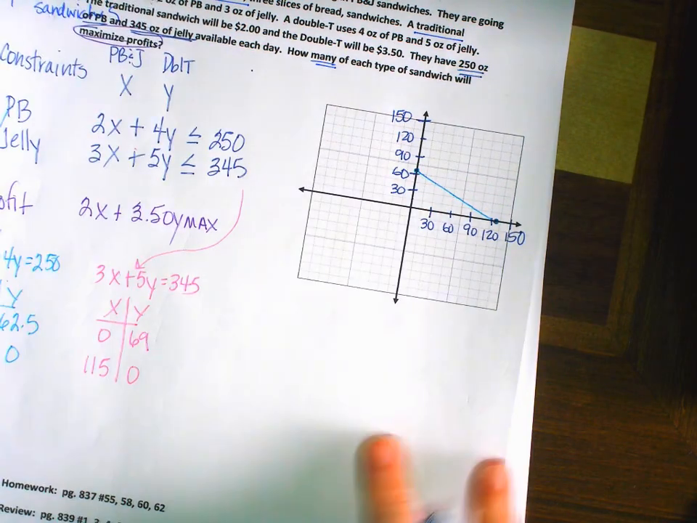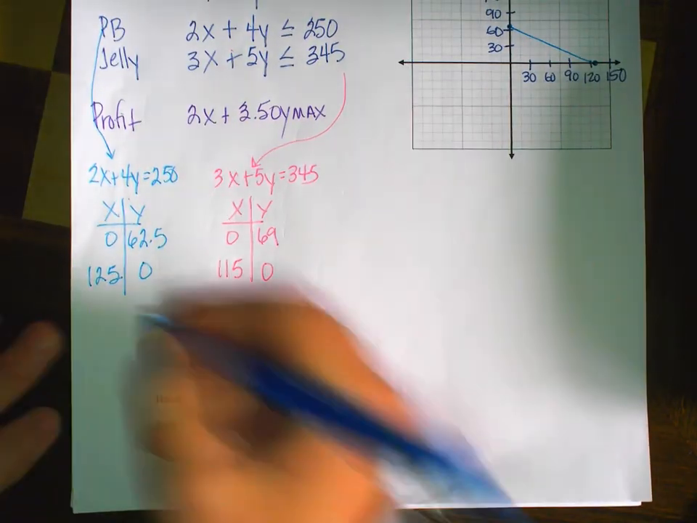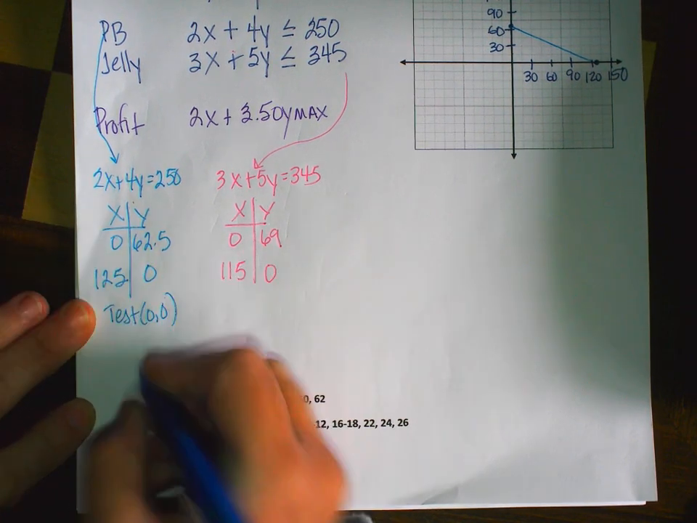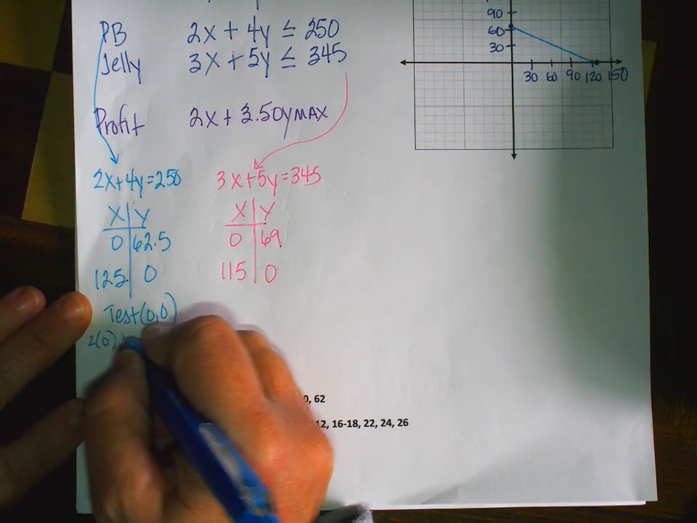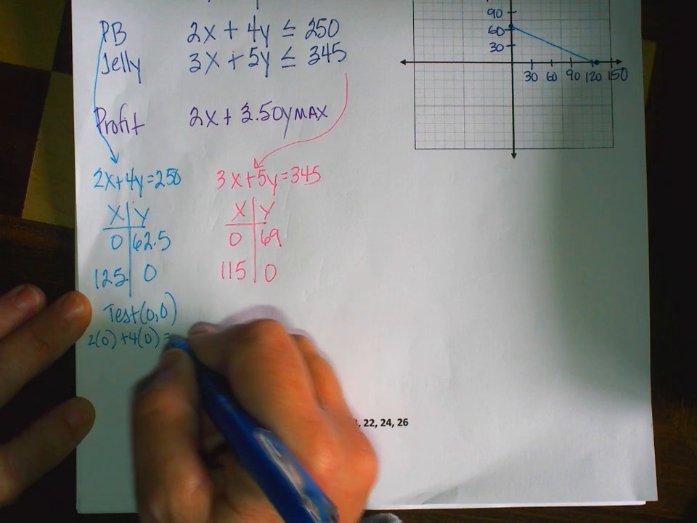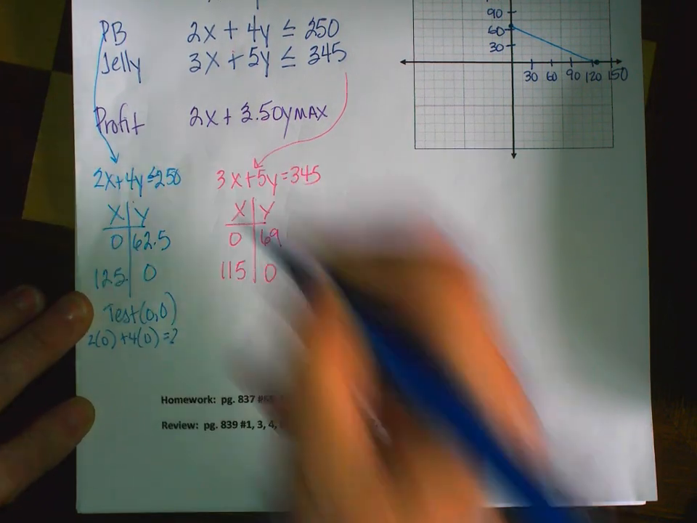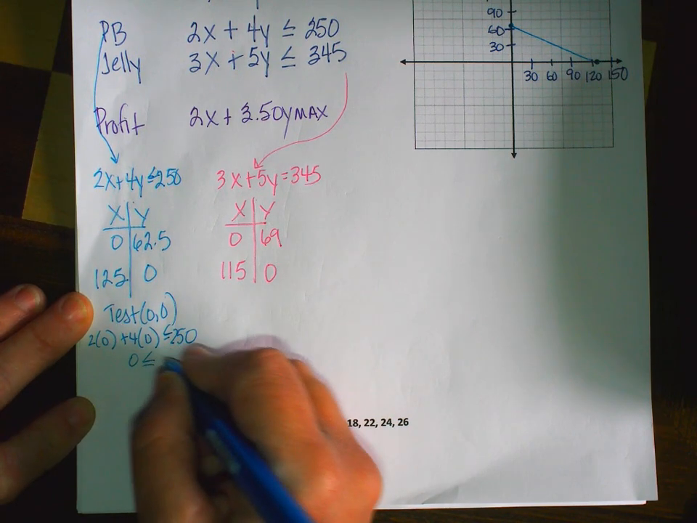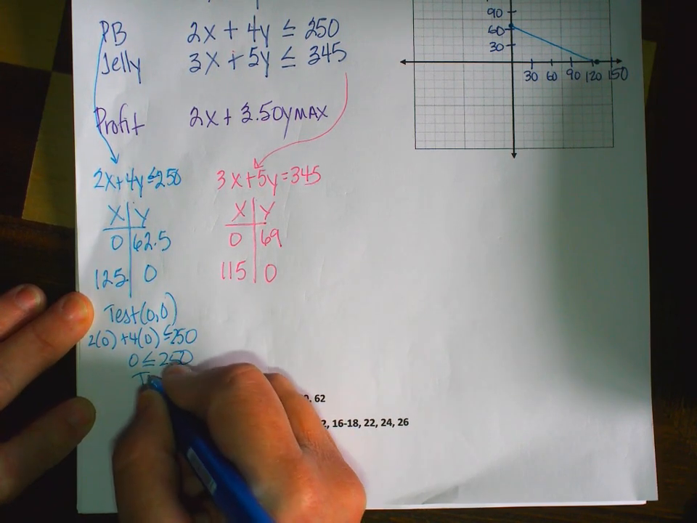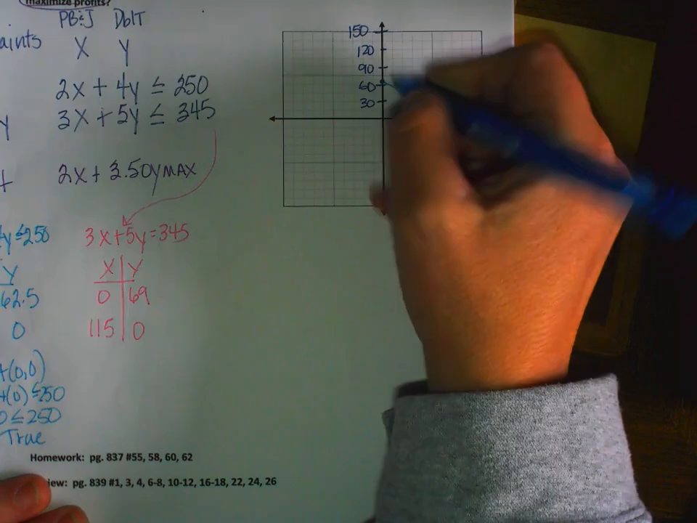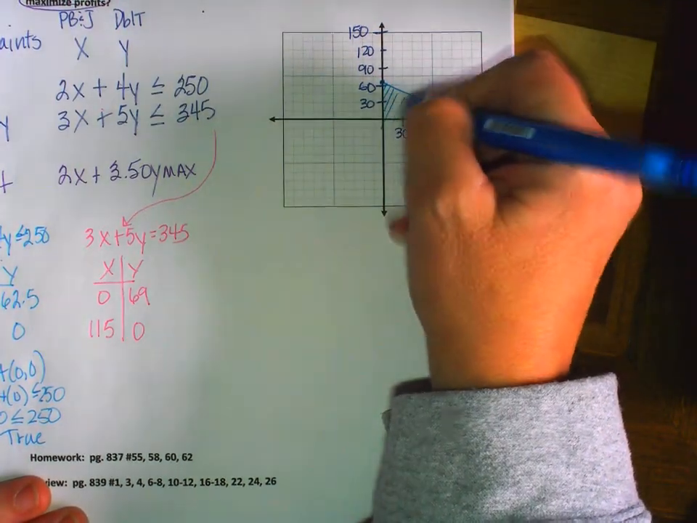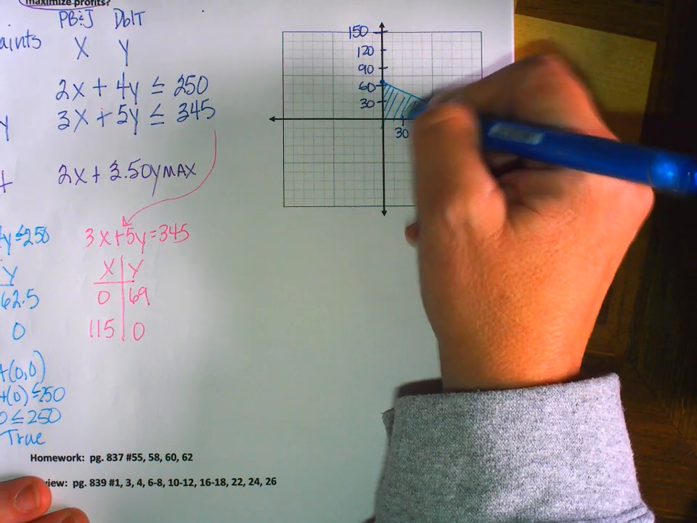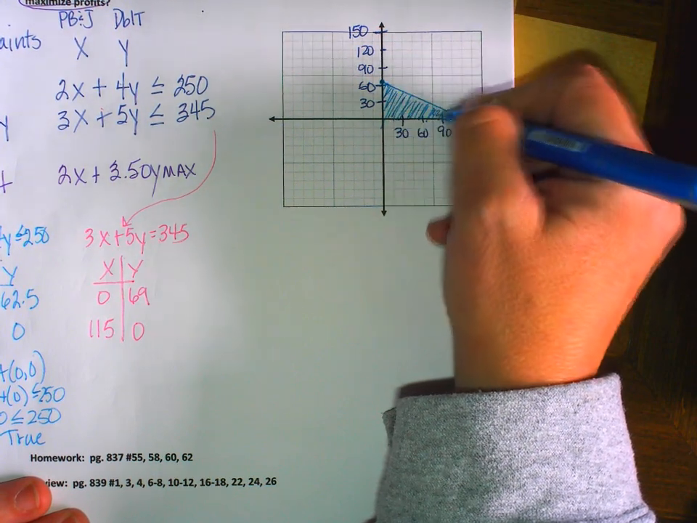And then I've got to figure out where to shade, so I need a test point. And I usually will test 0, 0 because it's easy to plug in. So if I have 2 times 0 plus 4 times 0, this is supposed to be less than or equal to 250. I have 0 less than or equal to 250, and that's true. So I'm going to shade so that I would include the 0, except I'm only shading positive numbers because I can't have negative peanut butter or jelly. Okay, so that's in there.